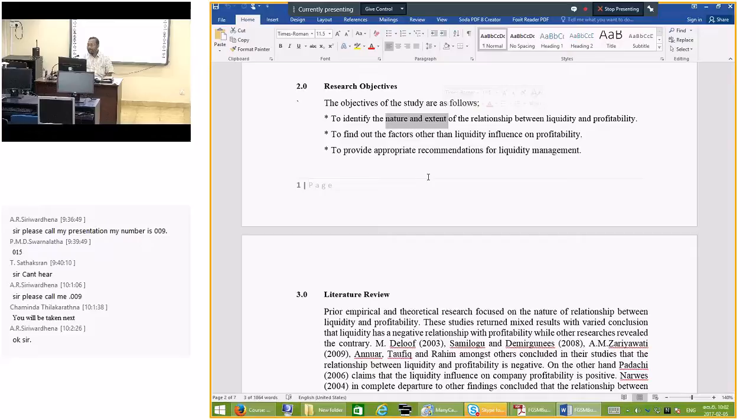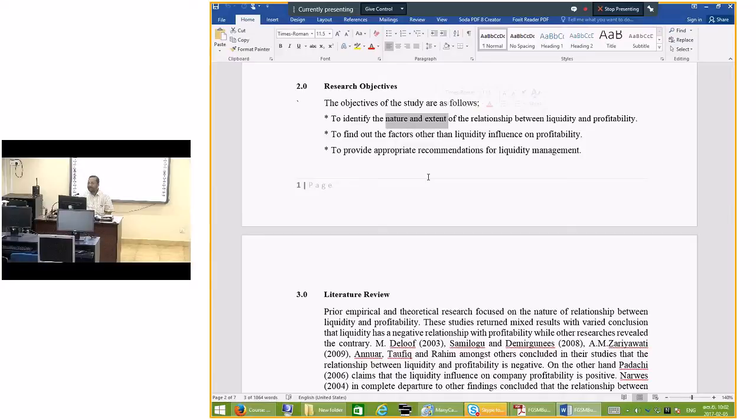Okay, sir. Now, the second one: to find out the factors other than liquidity that influence profitability. Your research objective is to identify the relationship between liquidity and profitability, but this other objective is to find out factors other than liquidity. That is not this research's objective. This research objective is to see the relationship between liquidity and profitability. Therefore, don't go beyond the research objectives.